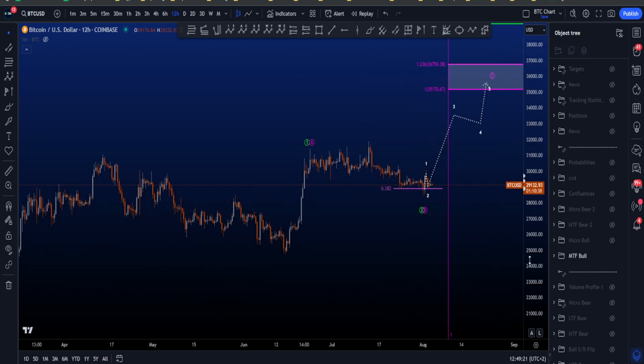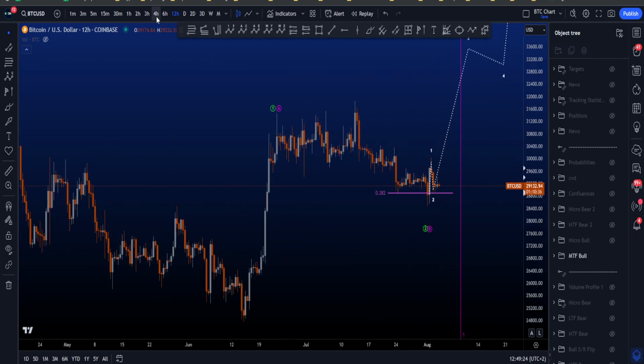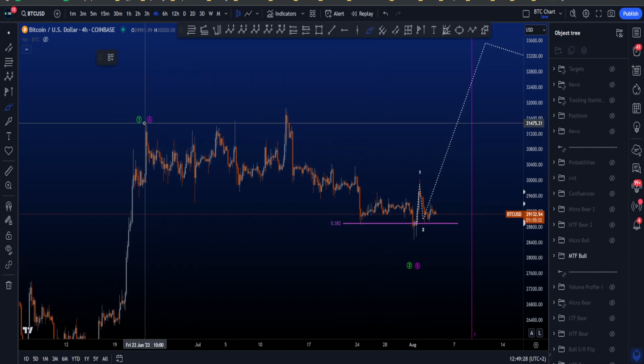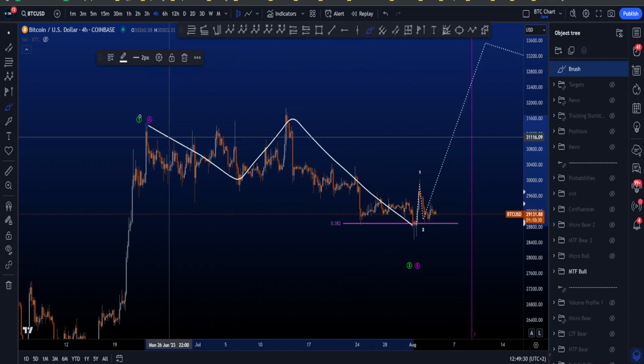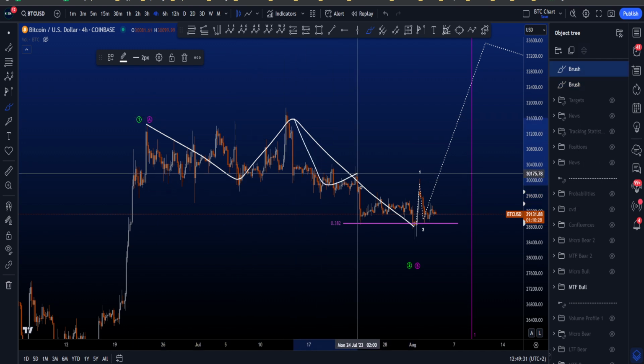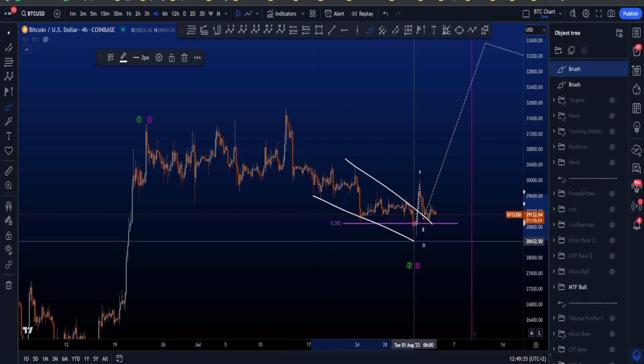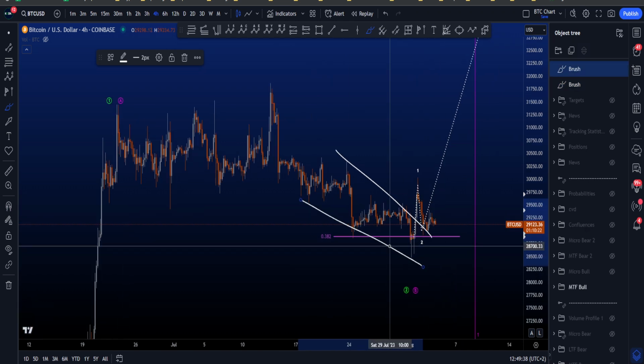The main issue with this scenario, however, is the corrective structure that we have, because if we are looking at this corrective structure, we could be looking at an A, B, C, which is a 3, 3, and then a 5-wave move to the downside.